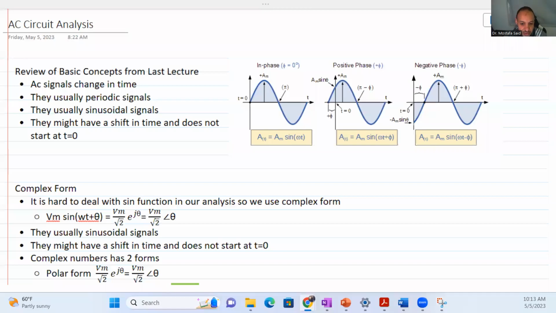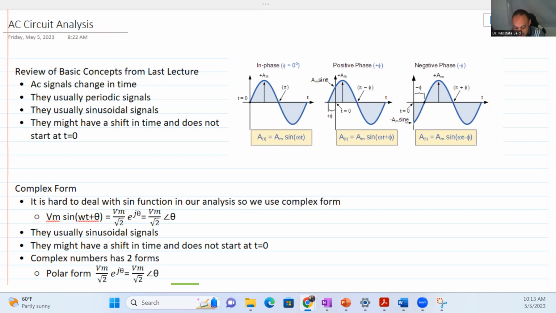Hello guys, in this lecture we're going to continue our discussion about AC circuit analysis. First we're going to review the basic concepts that we studied last lecture. Then we're going to start solving examples with AC circuits.